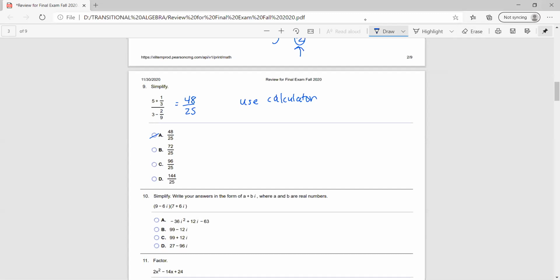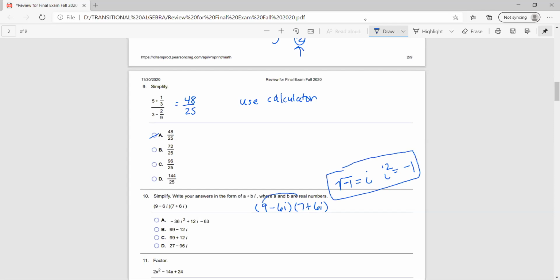Number 10 says simplify and write your answers in the form A plus BI. So when you see something like this, you want to be reminded of a couple of things. You know that the square root of a -1 is equal to I. That's where we get I from. And if we have I squared, then that is going to be equal to -1. Okay, so you need to know those things to work this problem.